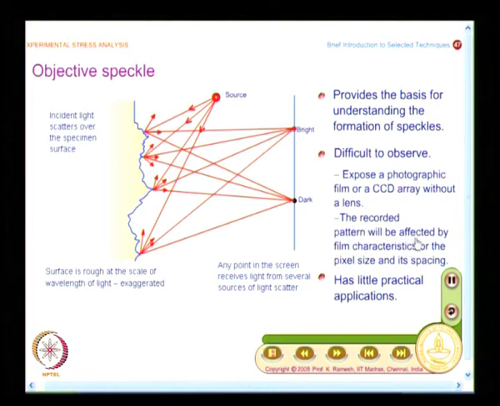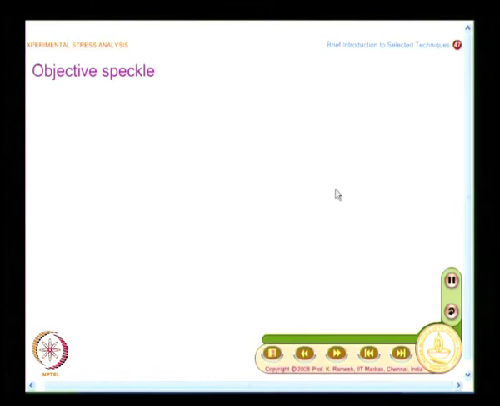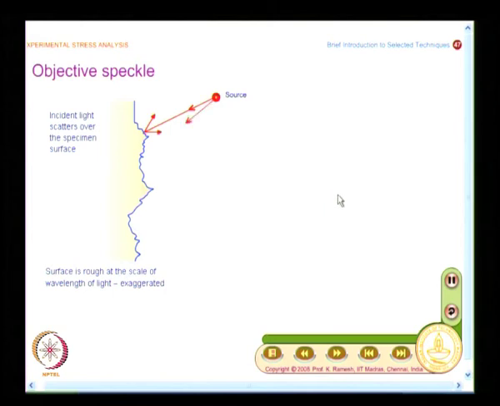The recorded pattern will be affected by the film characteristics or the pixel size and its spacing, and has little practical applications, but the importance here is it provides a basis for understanding the formation of speckles. But it is difficult to observe. So, you need to have a photographic film exposed, and that is how you have to do it, and this shows how the whole speckle gets formed, and this shows the animation again.